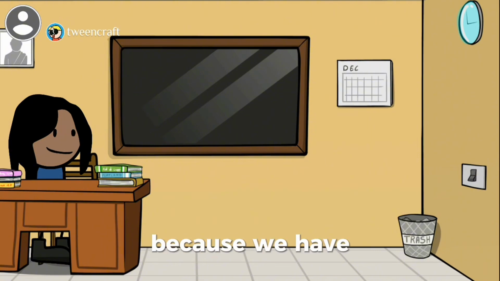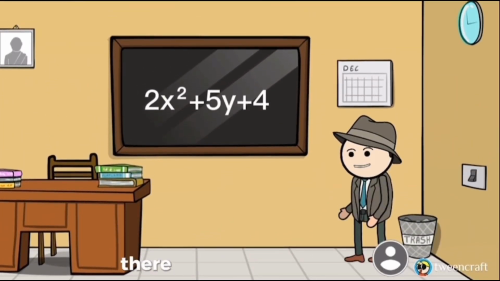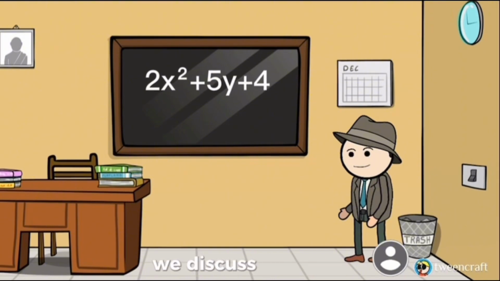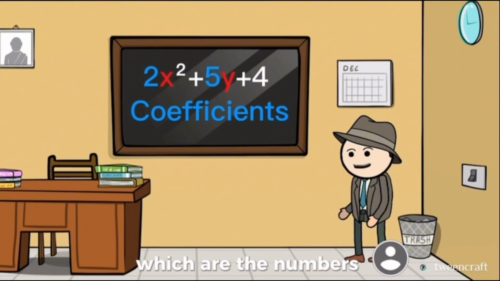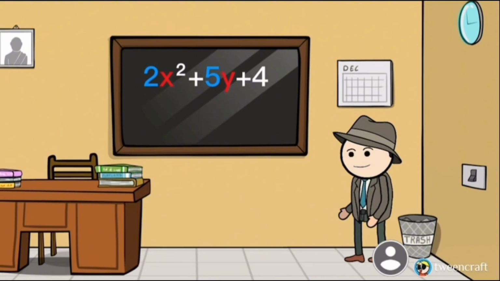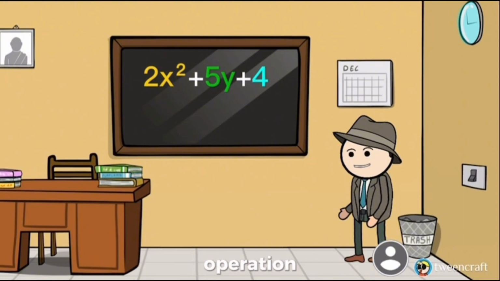But because we have advanced our algebra skills, we also have to go to the next level. In algebraic operations, there are several elements that we must know. At the beginning, we discussed variables. Then there are coefficients, which are the numbers in front of the variables. Then there are constants, which are independent numbers. And finally, there are terms: one unit separated by the sum or difference operation.